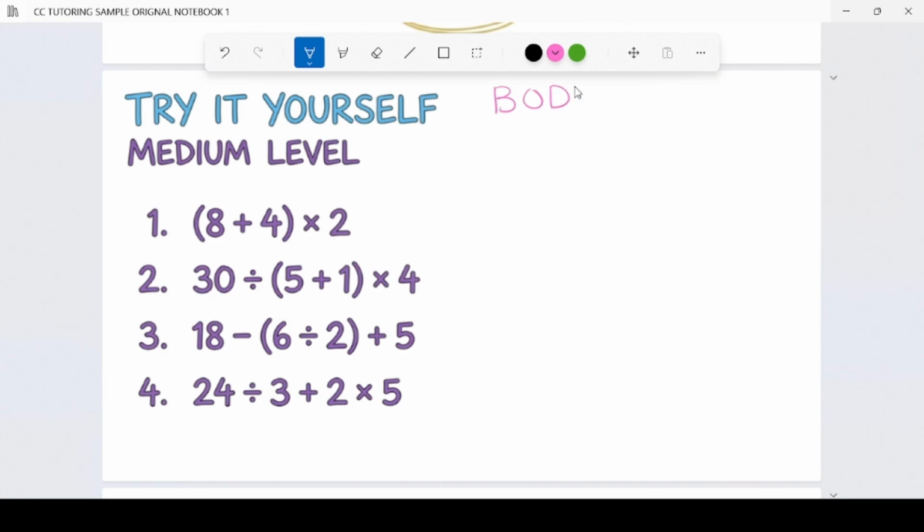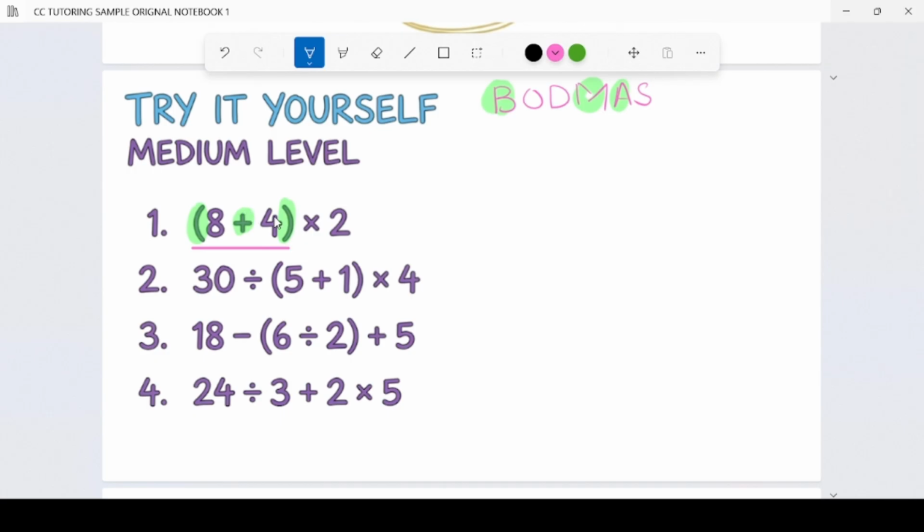BODMAS. Now in this situation, as you can look, we have brackets and we have addition. Now do we have to solve addition first or multiplication? So we have brackets, we have additions, and we have multiplication. So according to this, the only preference, if there is a bracket, we have to solve the bracket first, irrespective of what operation is in that bracket.